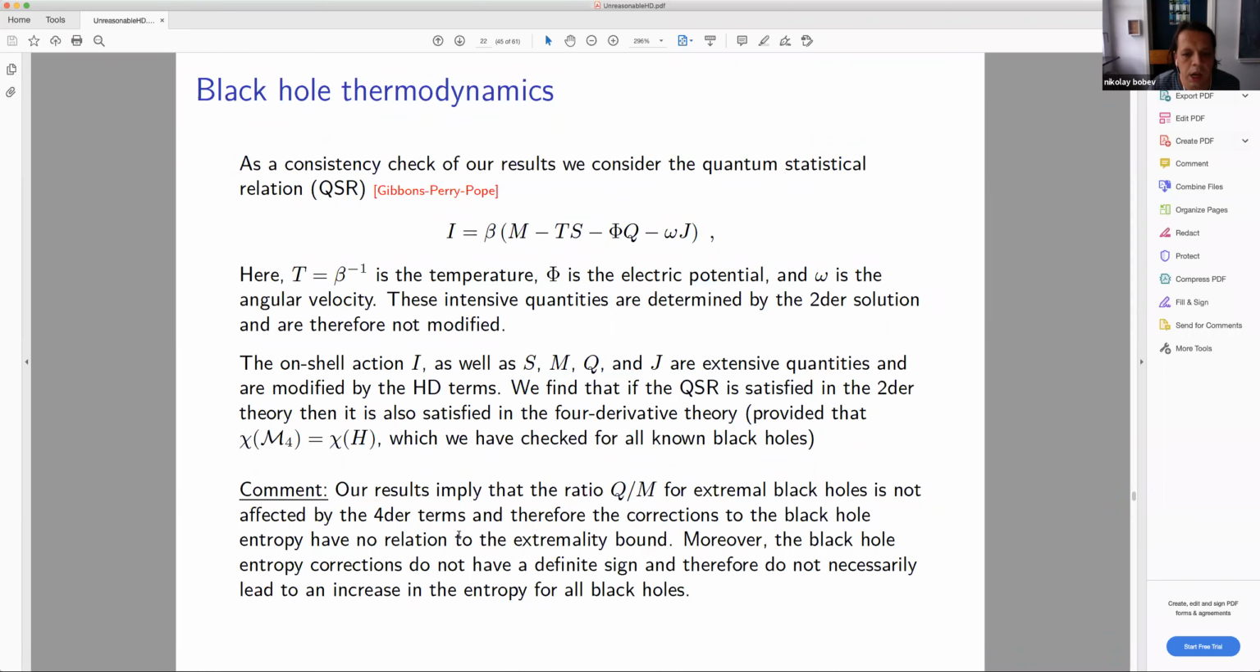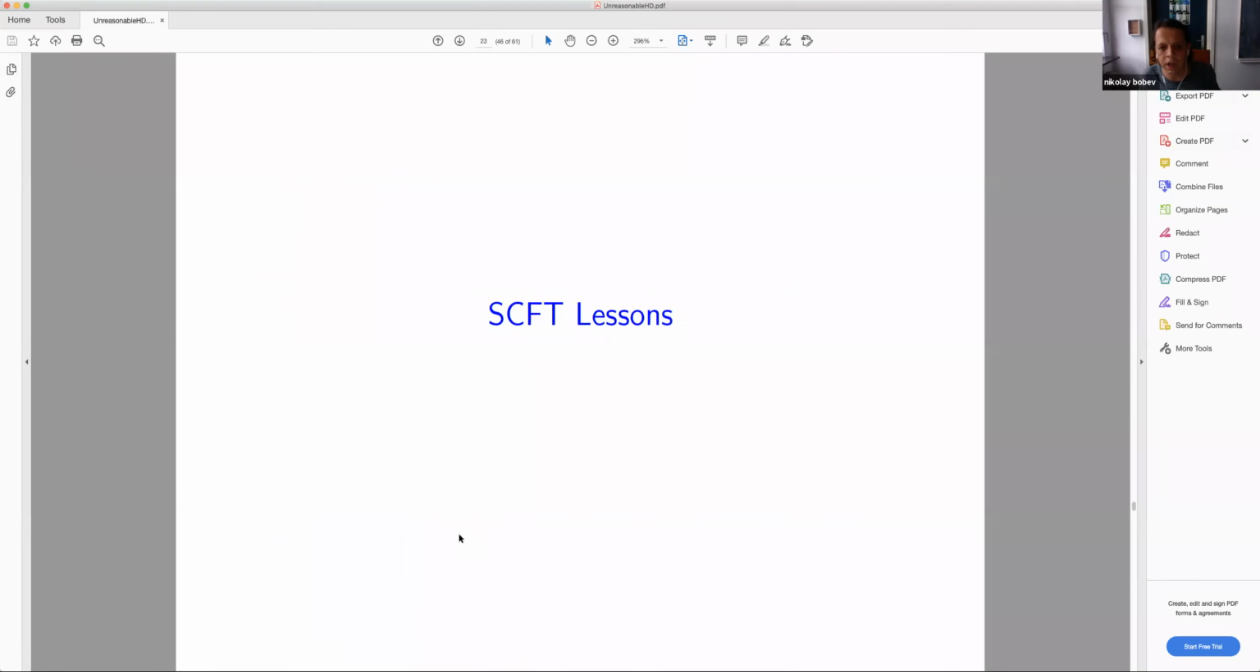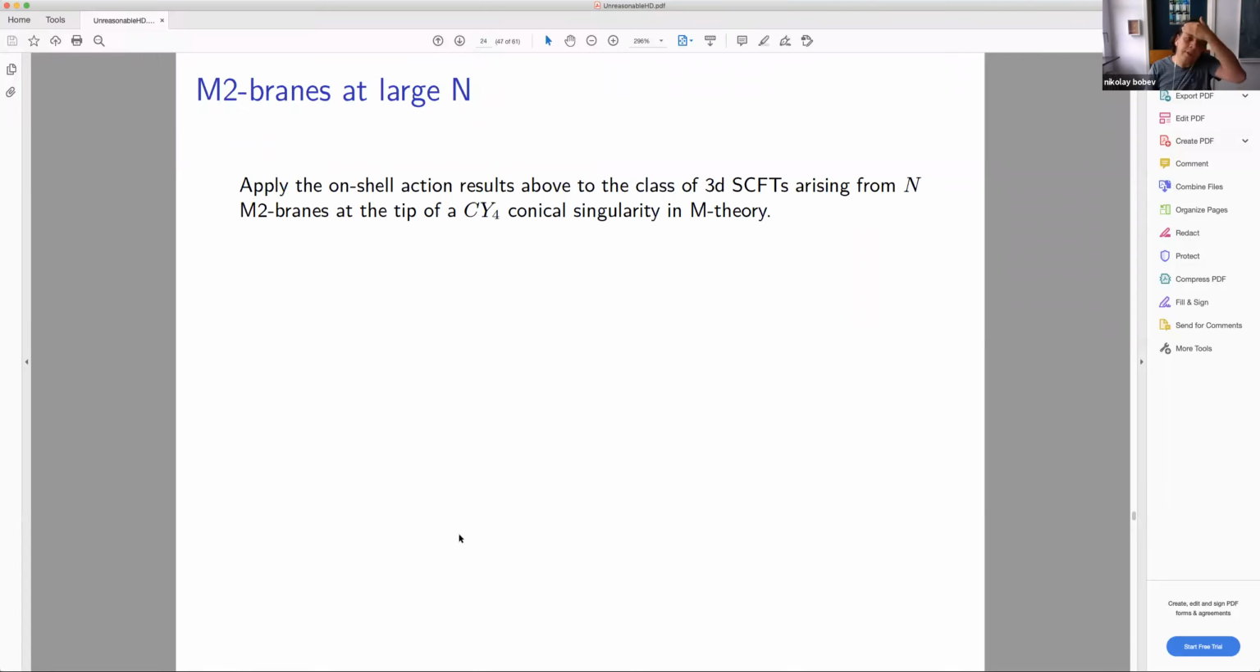All right. This, I think, is all I had to say about black holes. So let's move to quantum field theory a little bit. As I said, I will focus on M2 branes at large N. What I mean is this very well-known class of examples in AdS/CFT, where you put M2 branes on a conical Calabi-Yau fourfold. At low energies, this presumably will flow to some 3D CFT, which is going to look something like a Chern-Simons matter theory, like an ABJM-style CFT.